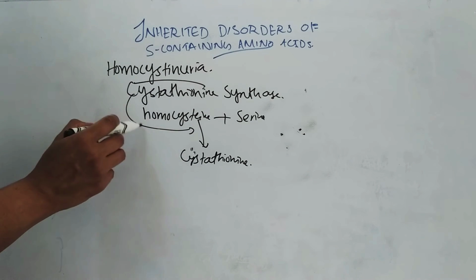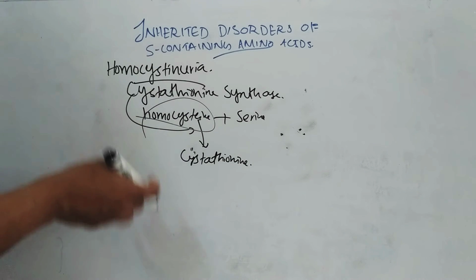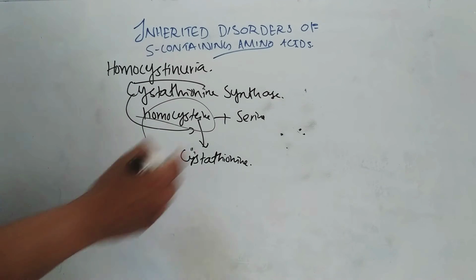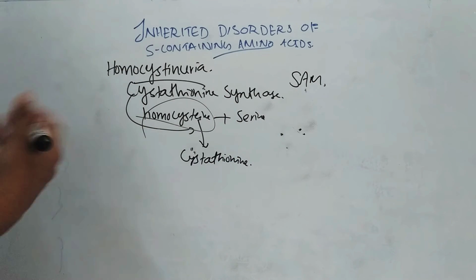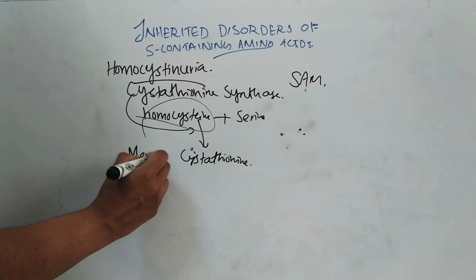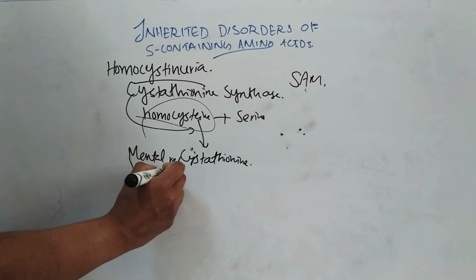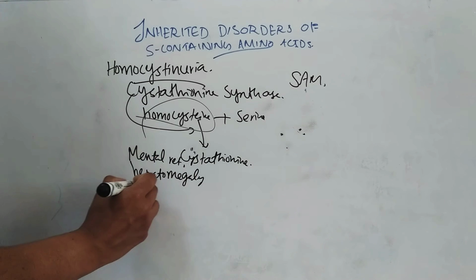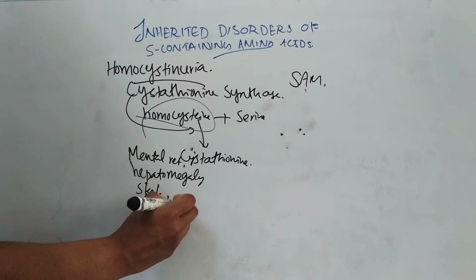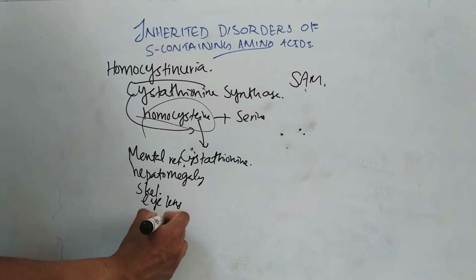As a result, there will be accumulation of homocysteine. Then plasma level of homocysteine is increased and excreted in urine. That is overflow aminoaciduria. In some cases, S-adenosyl methionine may be excreted. Here the clinical features include mental retardation, then hepatomegaly, skeletal deformities, then dislocation of lens, then arterial or venous thrombosis, then abnormal EEG.